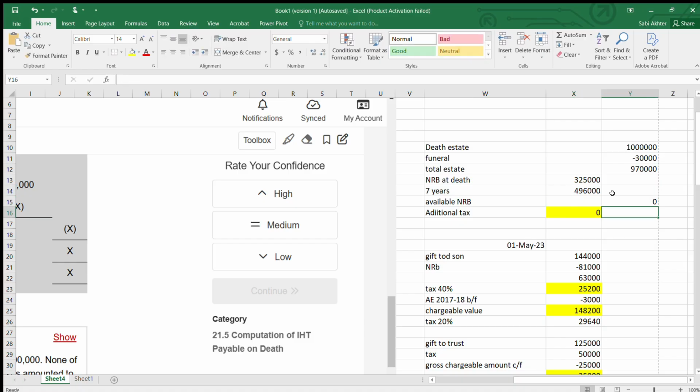Okay, now from here 970,000, and now we'll be paying tax at 40%. Inheritance tax at 40% on 970,000 is 388,000. So this is the IHT.